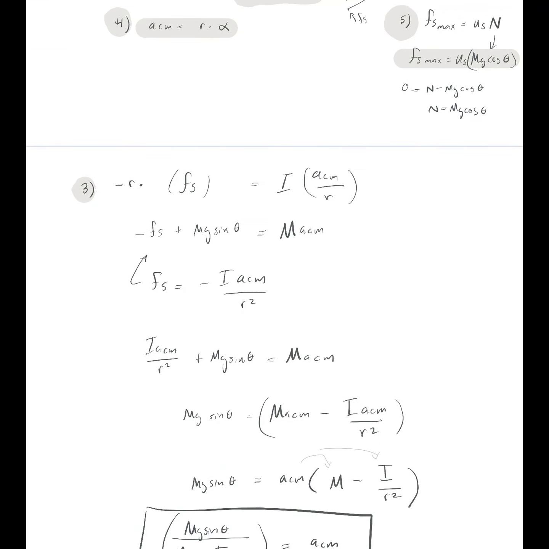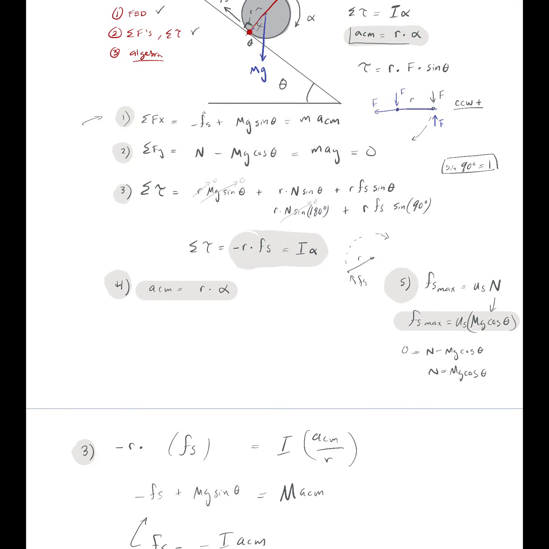I notice this is the same M. Did I have it anywhere else? Oh, I just put them up here. So this is the only one mass.